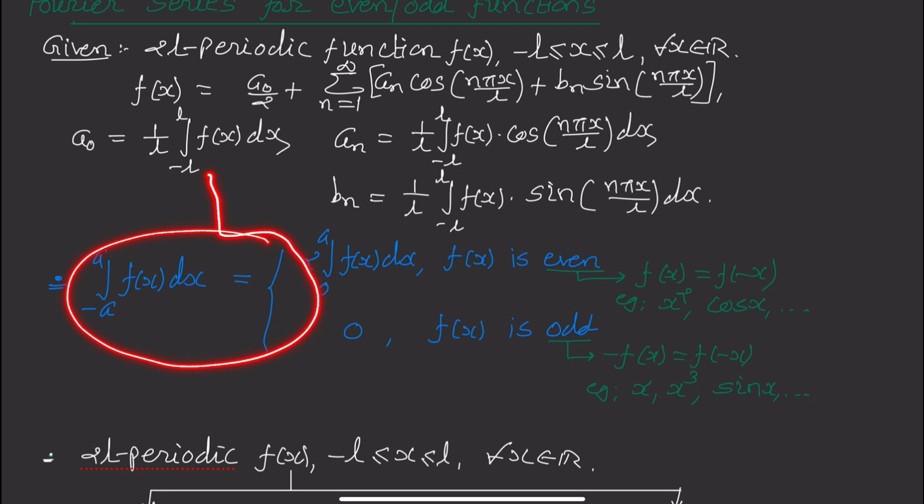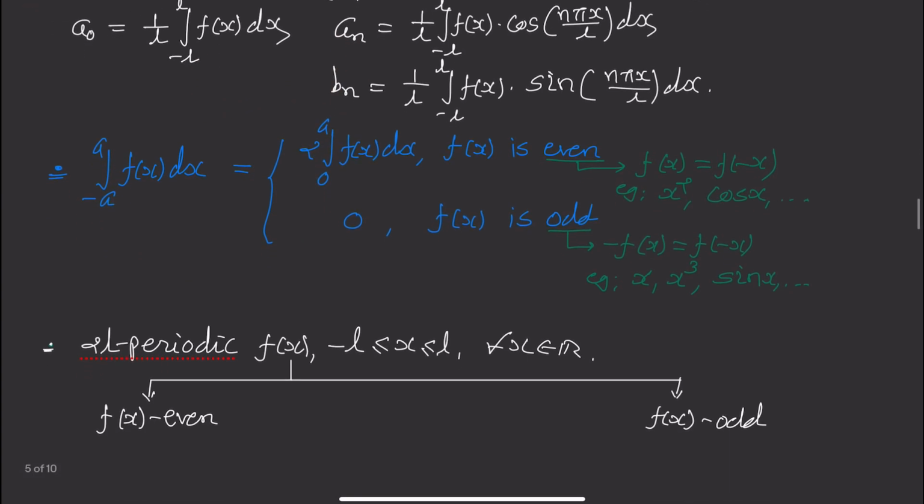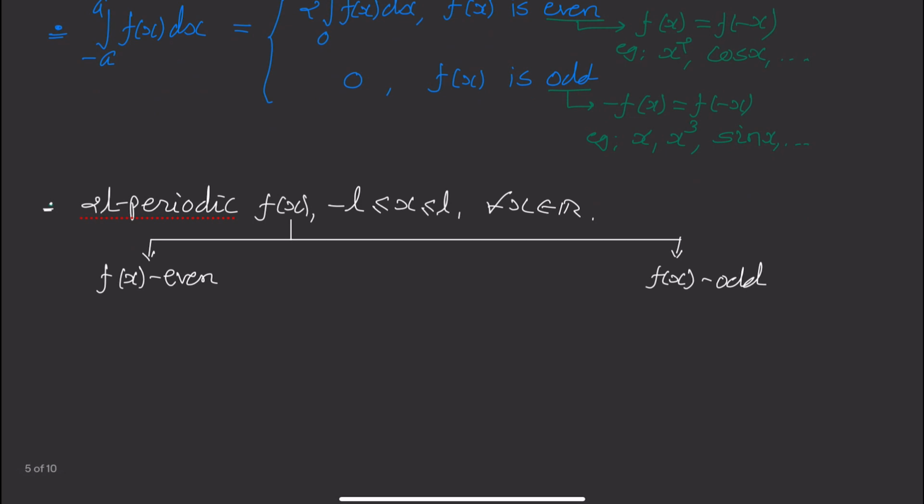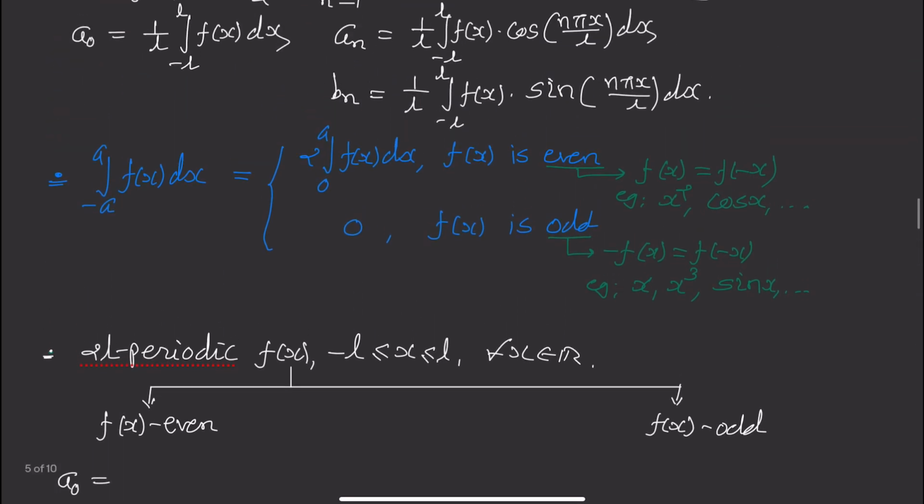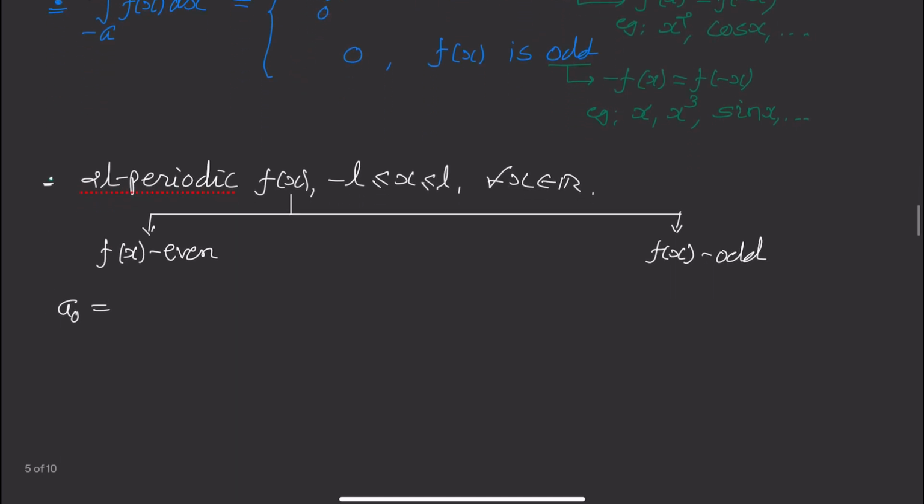to a0, an and bn, then in this case when f of x is even, what we can say about a0? A0 is 1 upon L integration minus L to L f of x dx. F of x is even, so we write in this way. Clear? So this is equal to 2 upon L integration 0 to L f of x dx.